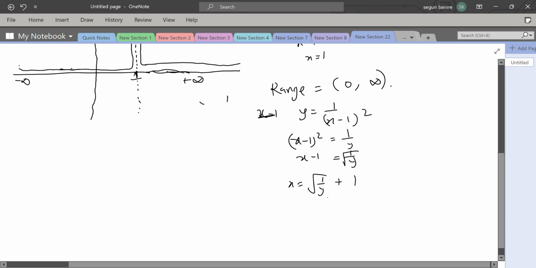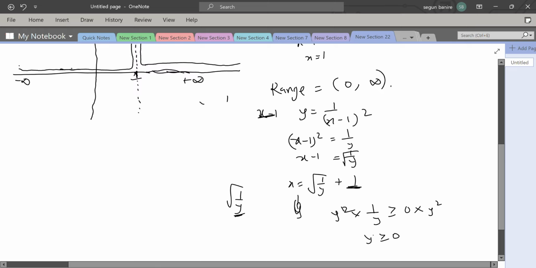Okay, so this form, what are the values y can take? You don't have a problem with plus 1, so you are only considering the square root of 1 over y. So what are the values y can take? 1 over y must be greater than or equal to 0. So you can multiply by y squared on both sides, and you just get y is greater than or equal to 0.